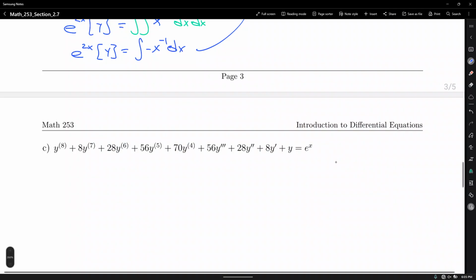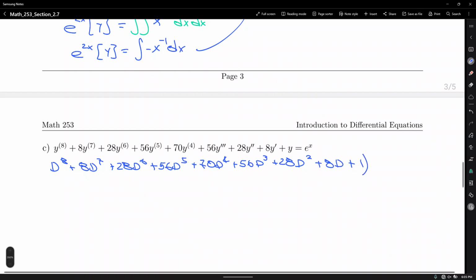Well, let's write this in terms of operators. So this would be D to the 8th plus 8 D to the 7th plus 28 D to the 6th plus 56 D to the 5th plus 70 D to the 4th plus another 56 D to the 3rd plus 28 D to the 2nd plus 8D plus just 1, all of this madness here acting on the function y equals e to the x.